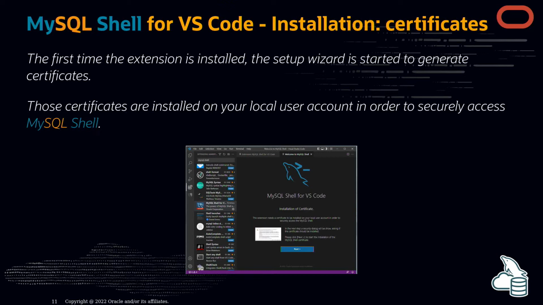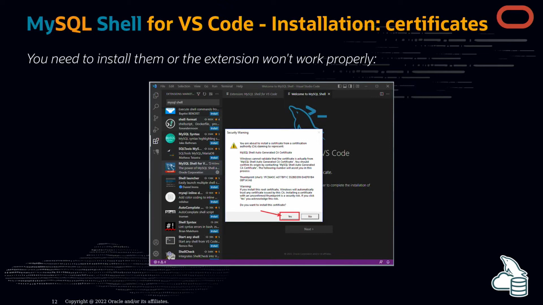So this is how it looks. It gives you the installation of the certificate. You just click next, and it generates these certificates. On Windows, this is what you get: a security warning, do you want to install the certificate? Yes, and then you are done.